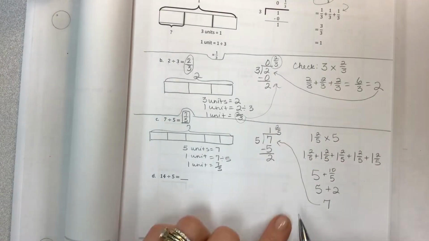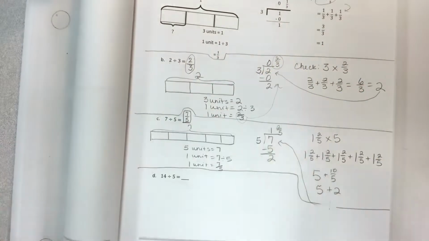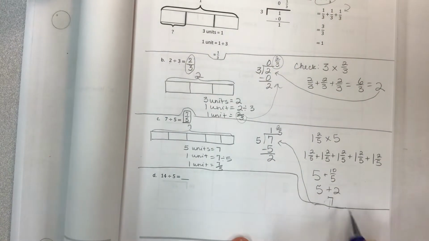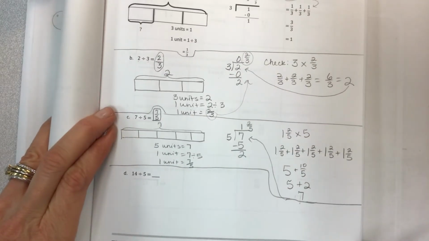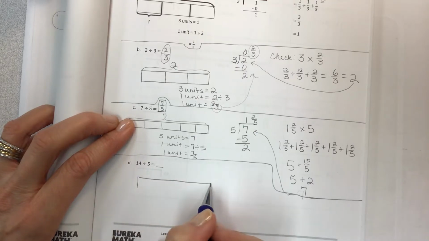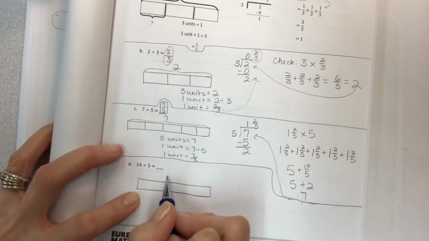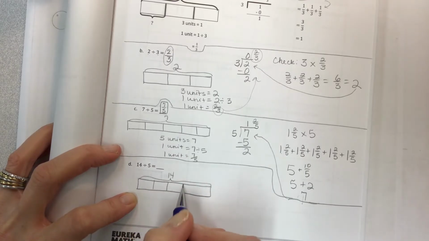I'm way down into the territory of the next problem. Oops. Crossed that right out, didn't I? So 7 is the whole, and you can move on to the next one because everything matches. We did it all correctly. Next one, 14 divided by 5. Nice tape diagram. 14 is the whole, divided into 5 pieces.